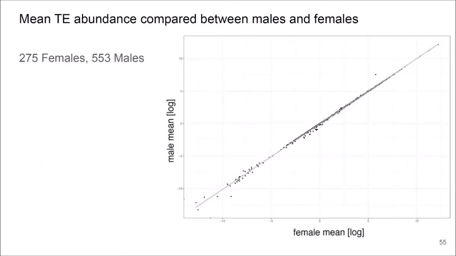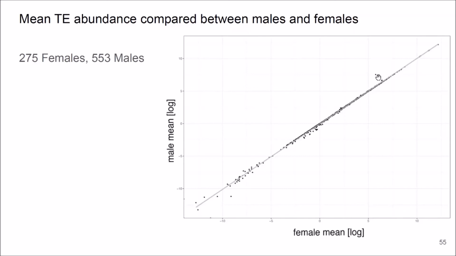And yes, so the first thing that we wanted to do with this data set is to compare the general abundance of transposable elements in males versus females, because we assumed that there will be a different TE sitting on the X chromosome compared to the Y chromosome. So what you see on this plot is the mean abundance for each transposable element over all samples that are male, and the mean abundance for each of the 900 transposable elements for all samples that are female, plotted against each other in a logarithmic scale.